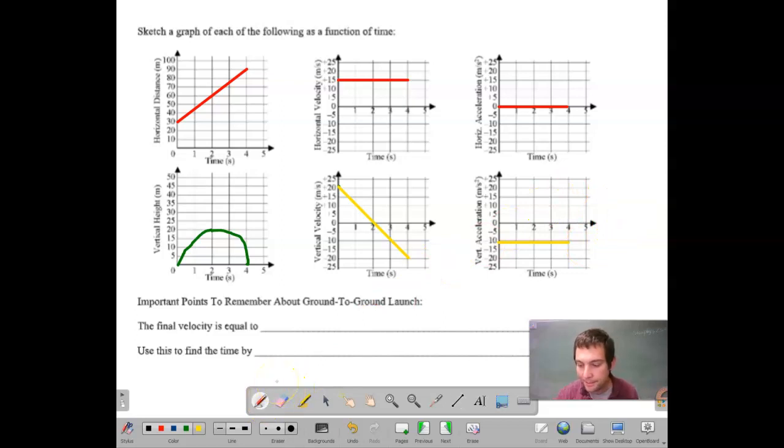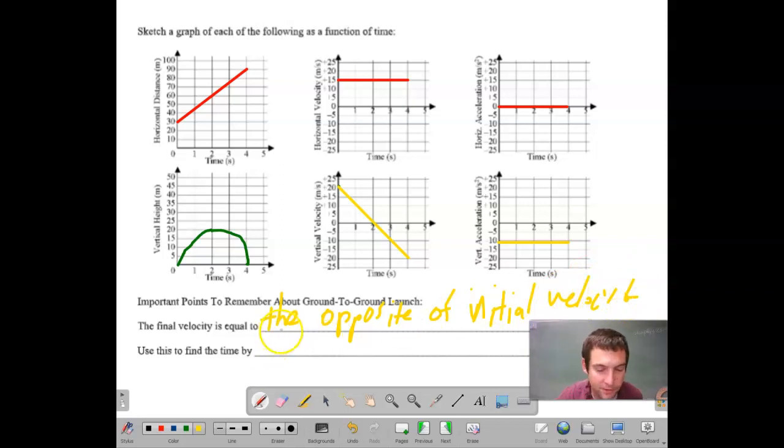The final velocity is equal to, that's what we just did here, the opposite of your vertical initial velocity. So the final velocity is equal to the opposite of initial velocity. This only works in ground-to-ground projectile.